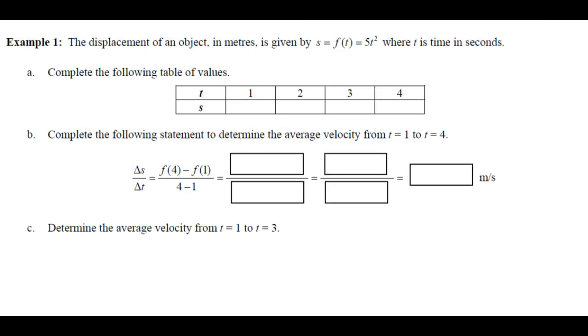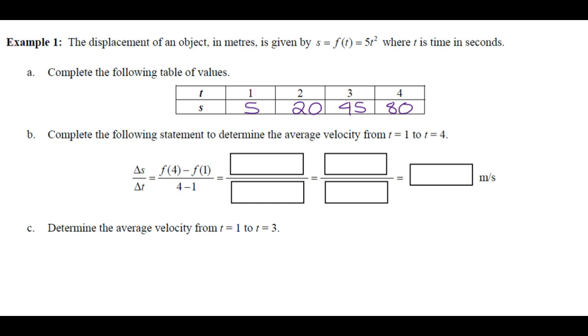So, example 1. The displacement of an object in meters is given by s equals f of t, which is 5t squared, where t is the time in seconds. Complete the following table of values. Okay, so then we do that, right? 5 times 1 squared, 2 squared 4, 3 squared 9, 4 squared 16. I think that's correct values of s when t is 1, 2, 3, and 4. And this is in seconds, right? So we've got meters per second.